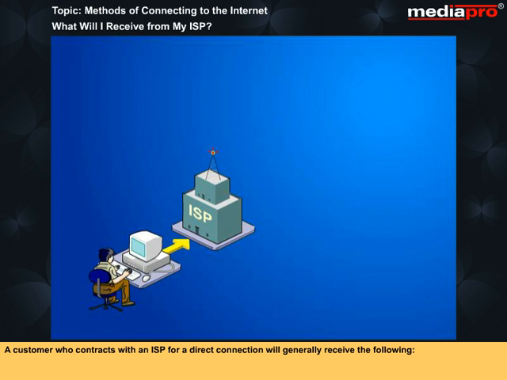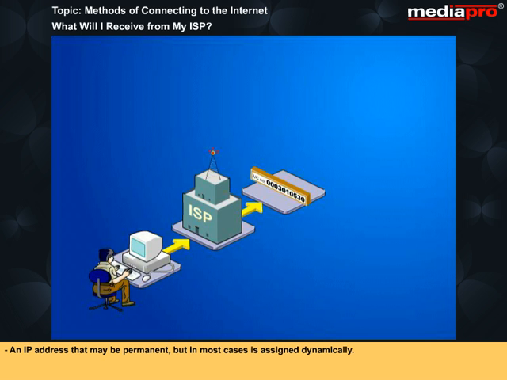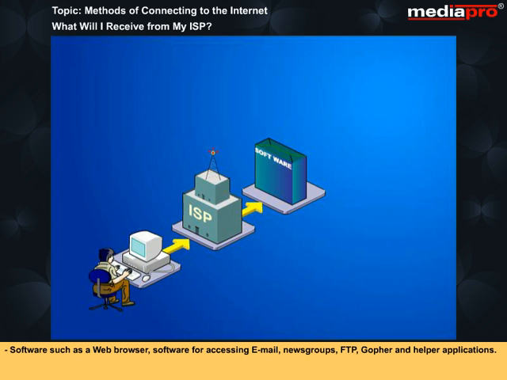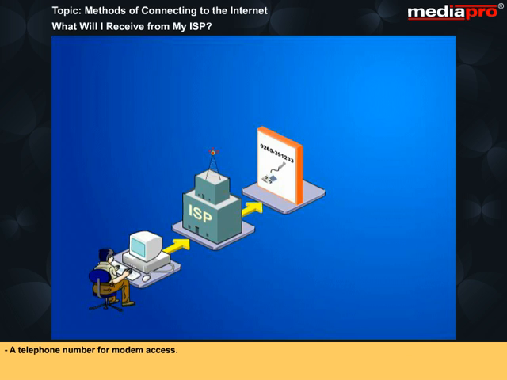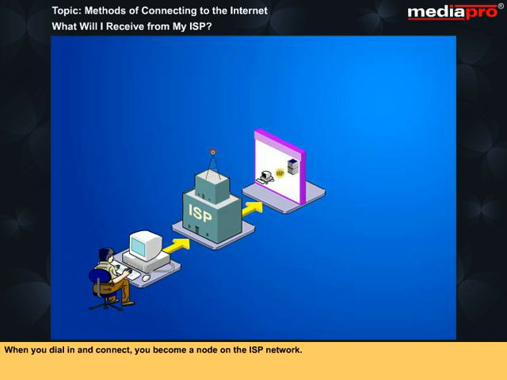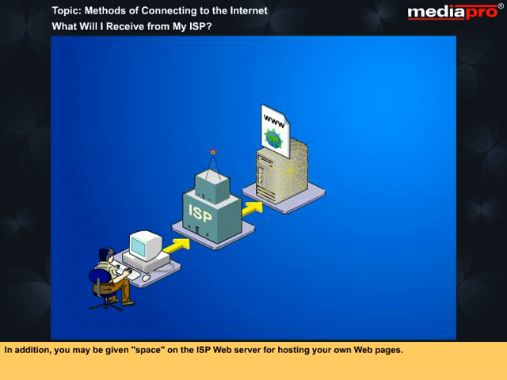A customer who contracts with an ISP for a direct connection will generally receive the following: an IP address that may be permanent but in most cases is assigned dynamically; software such as a web browser, software for accessing email, newsgroups, FTP, Gopher and helper applications; a telephone number for modem access; a telephone number for technical support; and an individual email account. When you dial in and connect, you become a node on the ISP network. Once this is done, you will be using the ISP domain name server. In addition, you may be given space on the ISP web server for hosting your own web pages.